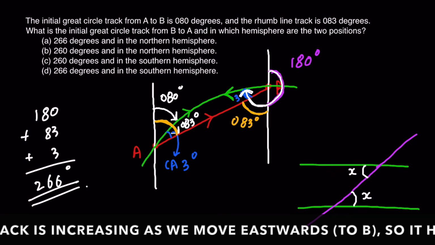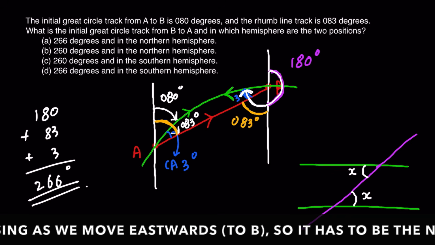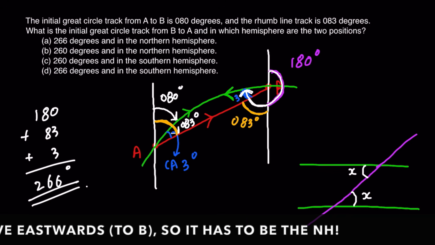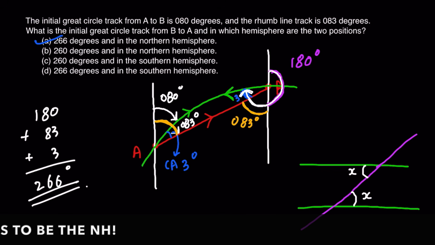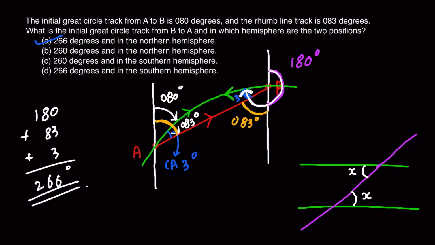hemisphere, which we confirmed by making the diagram. So the answer to this will be 266 northern hemisphere alpha. Now, if you want to confirm if you are correct or not, look at the next question now.